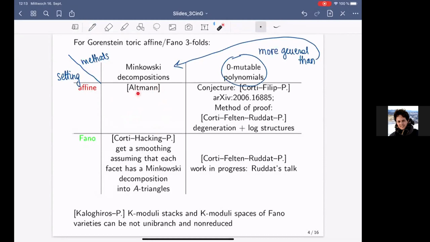And then here there is a crucial observation made by Altmann in the 90s. And he observed that if you have a Minkowski decomposition of F, remember that now we are in the affine case, then this induces a deformation on the corresponding Gorenstein toric affine variety. And this works in any dimension, in complete generality. So this is very general.